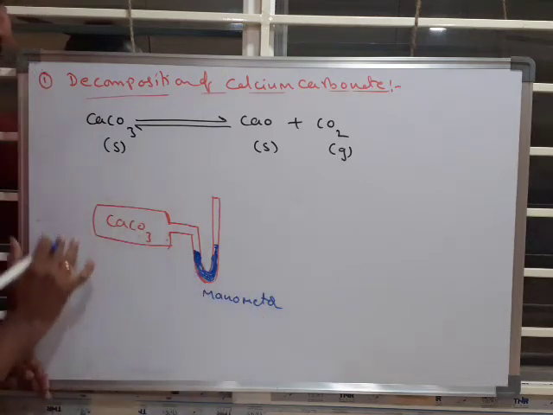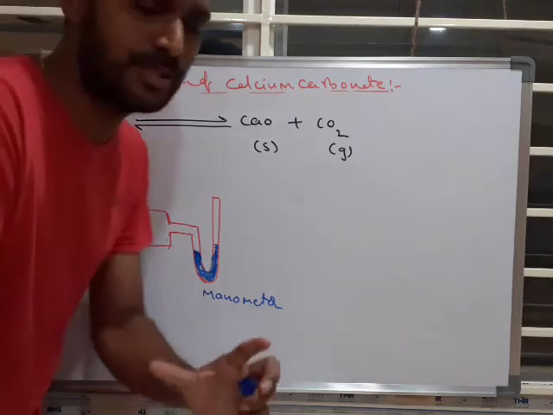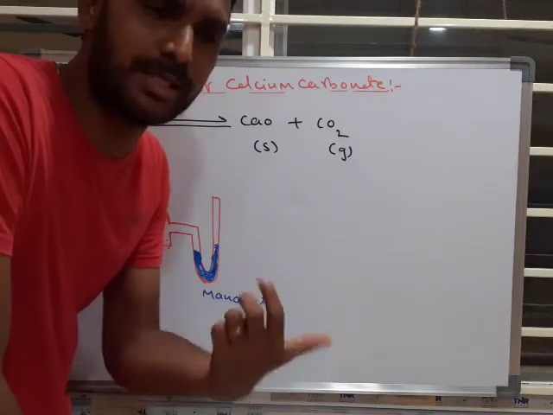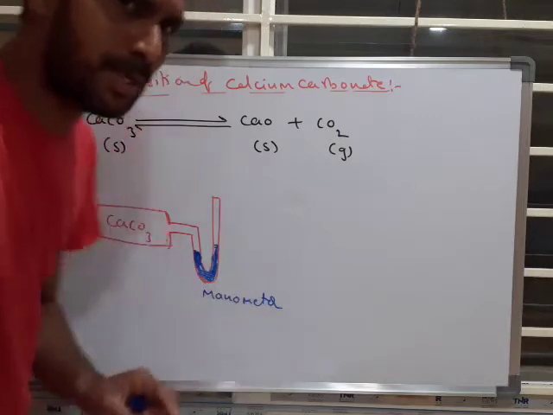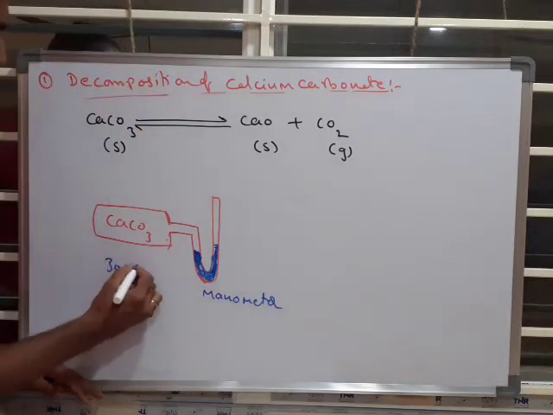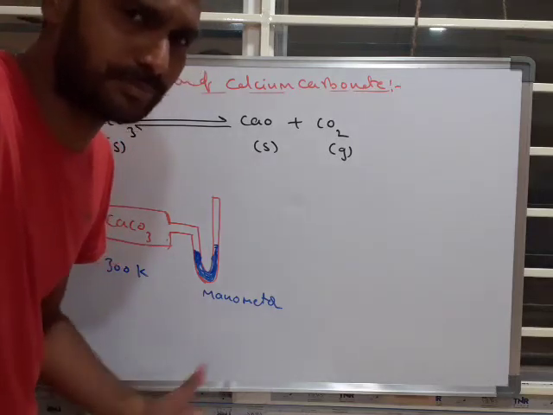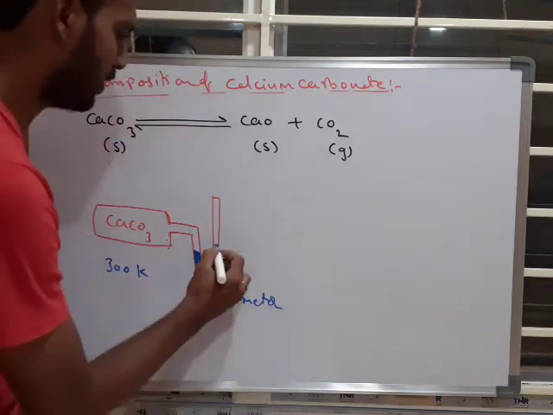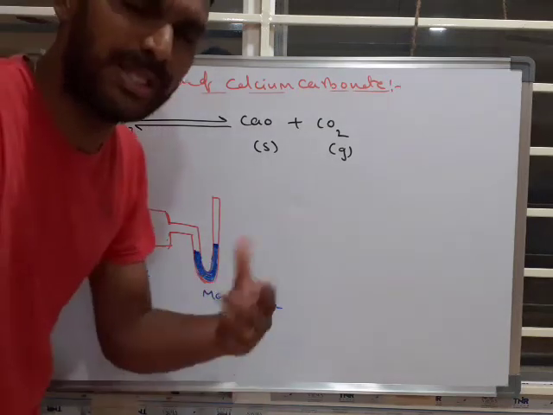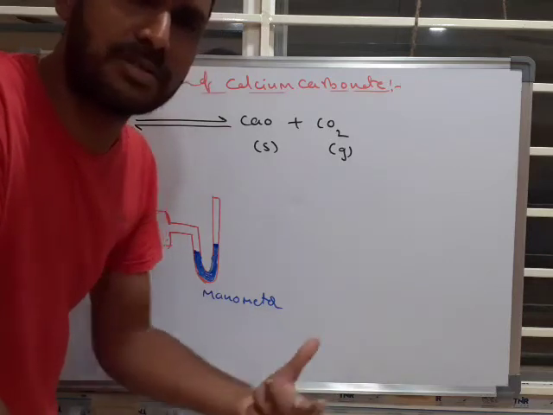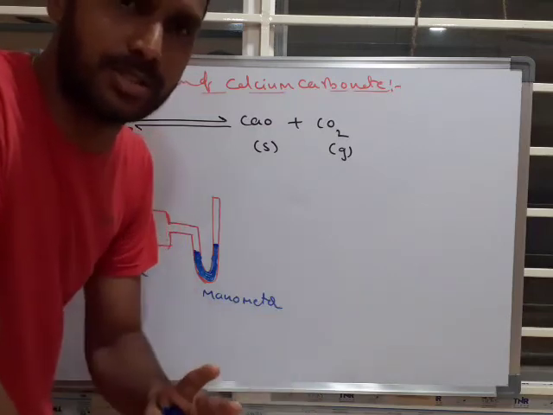So we are taking a vacuum. For example, at the start we just maintain room temperature. At room temperature we know that there is no change in the calcium carbonate. For example, at 27 degrees Celsius, that is 300 Kelvin, if calcium carbonate is kept in a vacuum, there is no change in the mercury levels. Even after hours, there is no change in the levels of the mercury. The total pressure has no change.